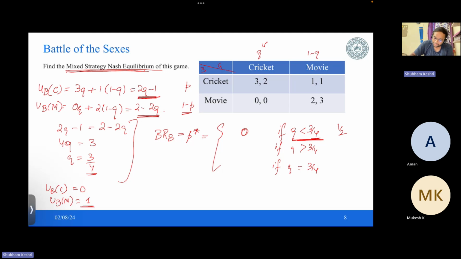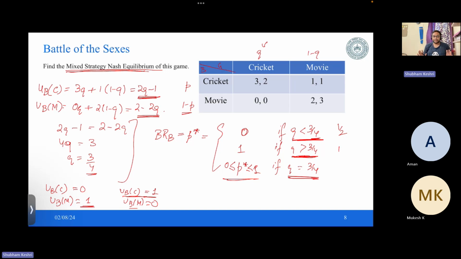In the same thought, when q is greater than 3 by 4, suppose we are taking it as 1. So when q equals 1, you see UB cricket will become 2 minus 1, which is 1, and UB movie is 2 minus 2, which is 0. So you see, when q is greater than 3 by 4, that is when the utility of cricket is higher than the utility of movie, he will always go for cricket. And when the girl's strategy is such that the boy's utility becomes the same for cricket and movie, he can take any value between 0 and 1. The strategy can be any value.